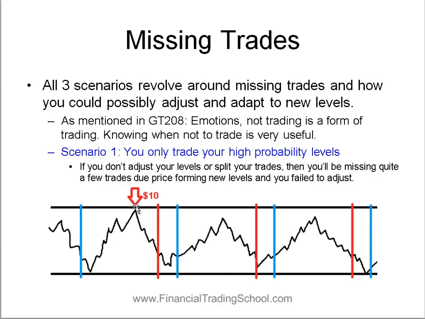So we only place trades if it's before lockout and it touches the black lines above and below. So here, this is the only put we place because these highs here don't reach our high probability level. So you're missing these trades here. And that's the problem with scenario number 1, if you don't adjust and adapt.